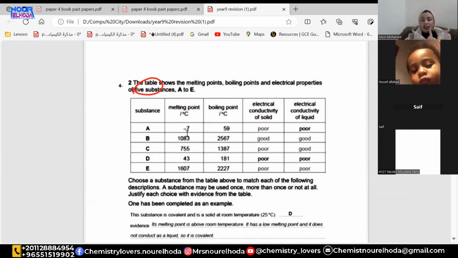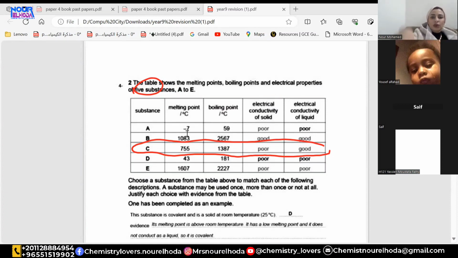Next, which substance is an ionic solid? I told you, ionic compounds conduct electricity only when molten. It doesn't conduct as a solid. It has high melting or boiling point. But which one shall I choose? I'm going to choose this one, C, because it has high melting or boiling point, doesn't conduct as a solid, but conducts as a liquid. The only one that conducts only as a liquid and doesn't conduct as a solid is an ionic compound. Okay? Let's continue.